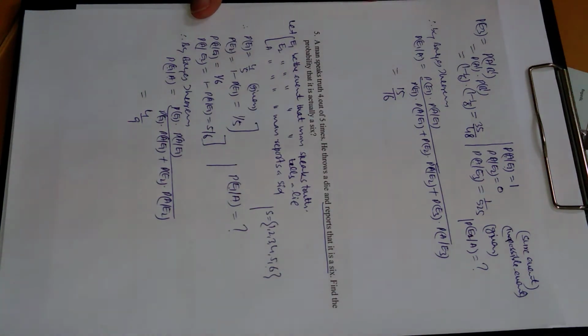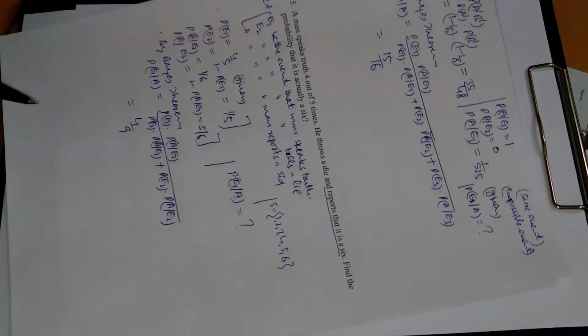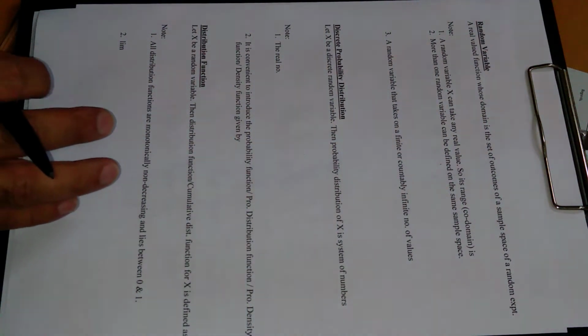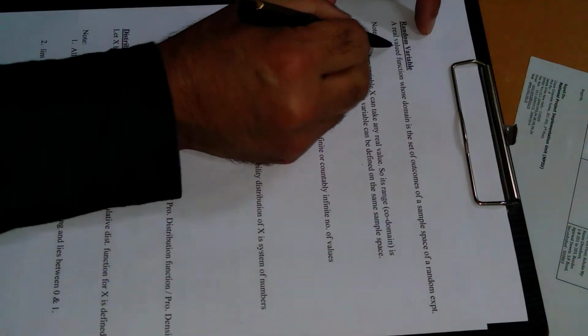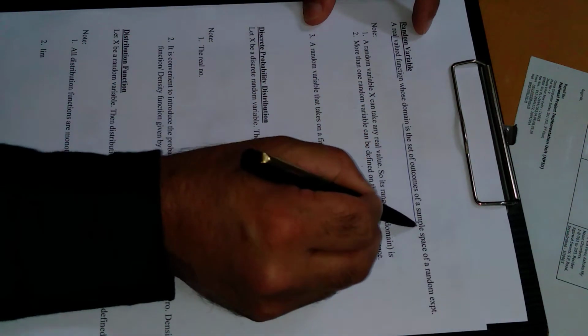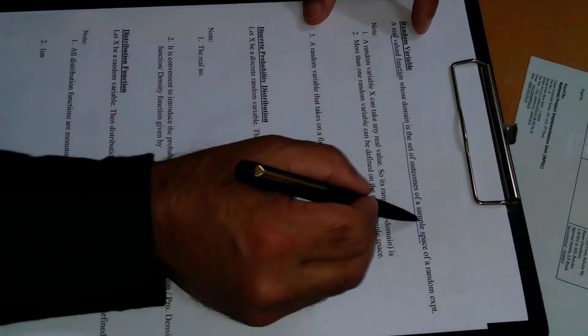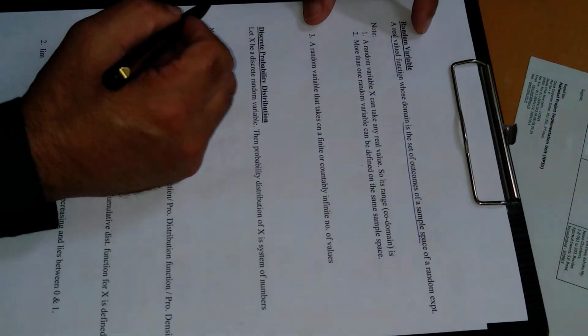So far we have learned how to use the Bayes theorem in an actual problem. Next is the random variable. A random variable is a real valued function whose domain is the set of outcomes of a sample space. This means this type of real valued function is defined for outcomes of a sample space, and that will be a random experiment.